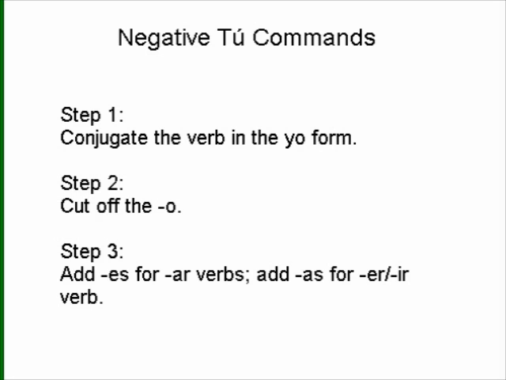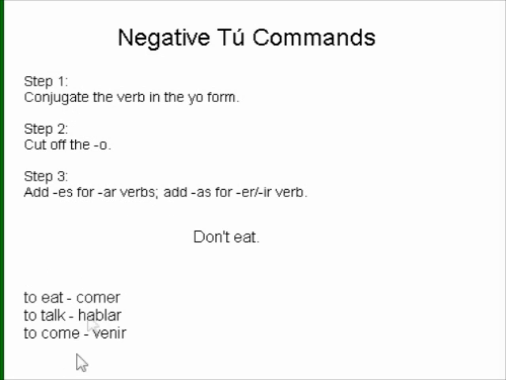Let's take a look at some examples. I've put some verbs down here in the corner that we're going to use, and I've left the steps up here at the top. Let's say, for instance, that we want to say don't eat. Then our first step is going to be to take our verb and conjugate that in the yo form. The verb to eat is comer. The yo form of comer is como, so that's step 1. Step 2 is to cut off the o. And step 3 is to add es if it's an AR verb, or as if it's an ER or IR verb. Comer is an ER verb, so we're going to add as.